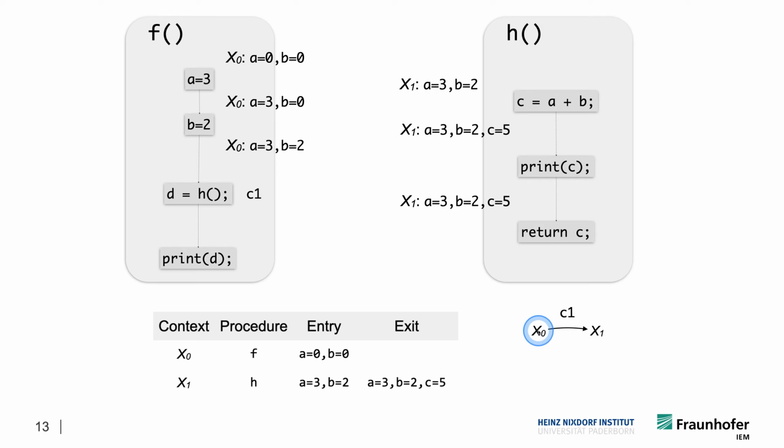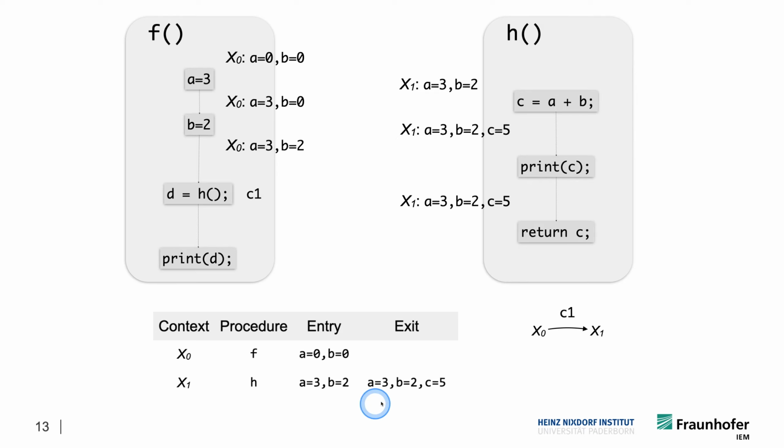It only talks about contexts and call sites, and it can be that neat and clean because here a context comprises both a procedure and these entry environments, right? So when I look at a context X0, I not only know that this is a context of procedure F, but also the concrete valuation of these variables. And that's why I can simply say, now if I reach C1, I'm going to move to that other context.